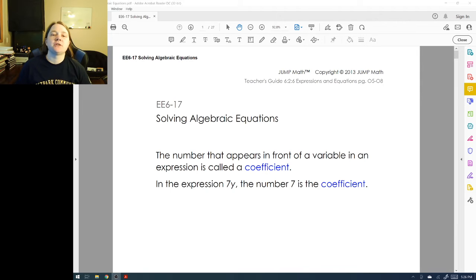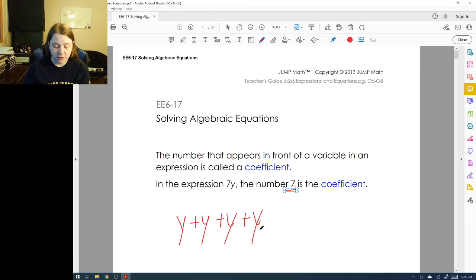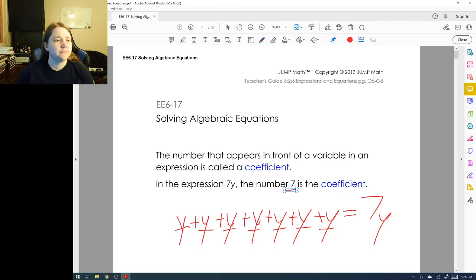This video is going to talk about solving algebraic equations. The number that appears in the front of a variable in an expression is called a coefficient. So if you see the number 7y, the number 7 is the coefficient. 7 is the number that goes along with the y. It tells you there are 7 y's, or y plus y plus y plus y plus y plus y plus y. 1, 2, 3, 4, 5, 6, 7. That's the same thing as saying 7y.